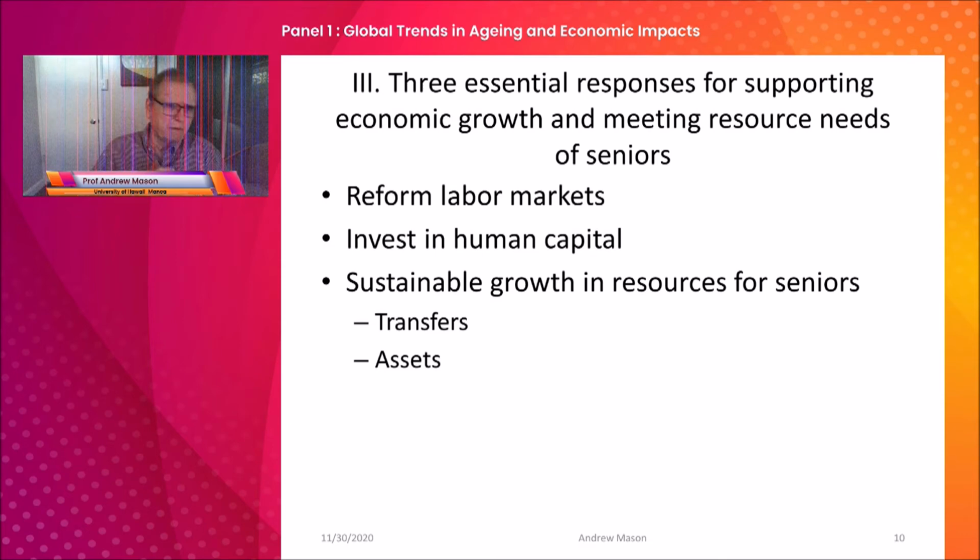This goes back to the idea of, well, if we are going to live longer, we're going to have to work longer. But I think there's certainly more to it than that. The second is investment in human capital. That includes investment in human capital in the conventional school-going ages, but also lifelong learning is very important, particularly if we're going to raise productivity in older workers soon. And then the third is having programs that allow for sustainable growth in resources for seniors. And these are a combination of transfers and asset programs that have to be addressed. Next slide, please.